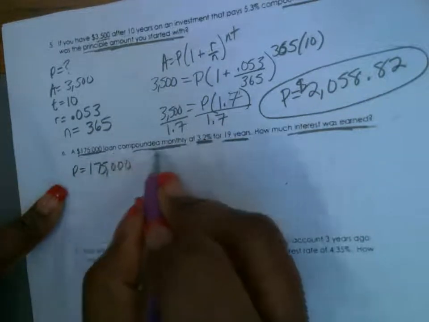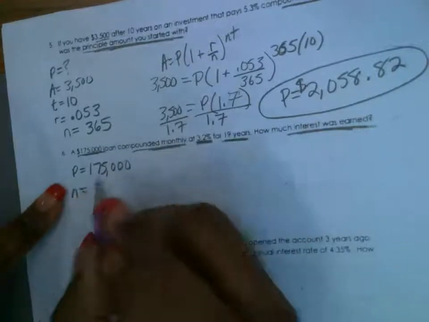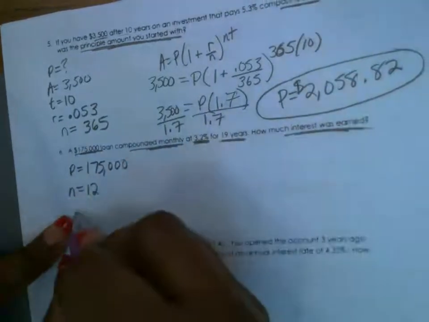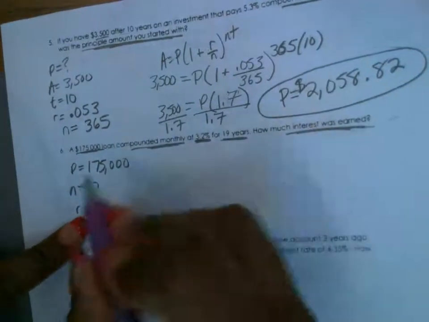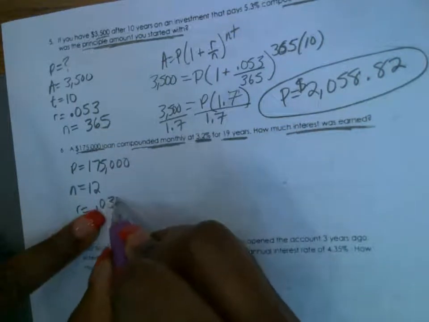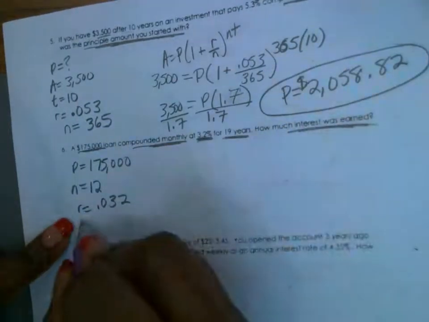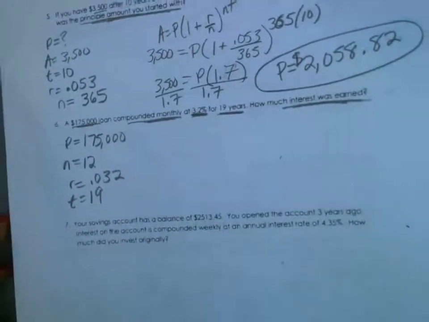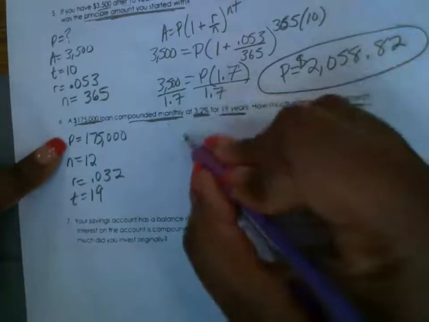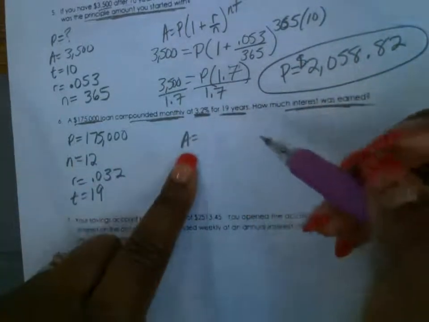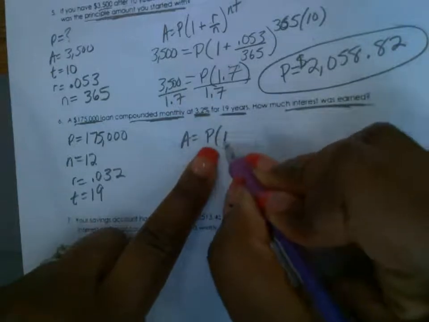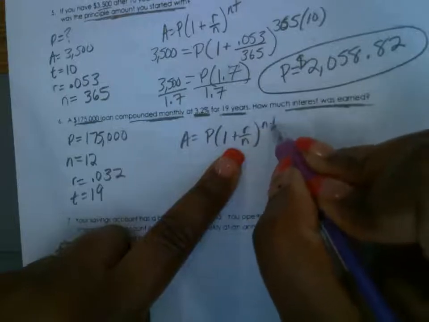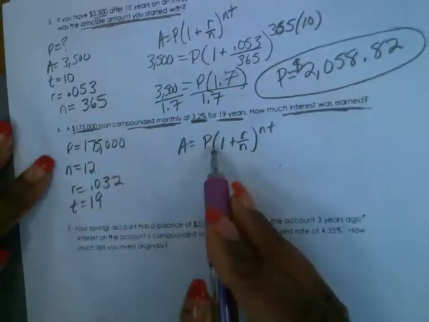The compound amount, how many times interest was charged in a year, is monthly. So that's 12 times a year. The interest is 3.2, so that's 0.032. And how many years? It's 19 years that you have this loan. Okay, so you do the final amount. A is equal to P times 1 plus R over N, this is R, to the NT power. And you substitute these values here.